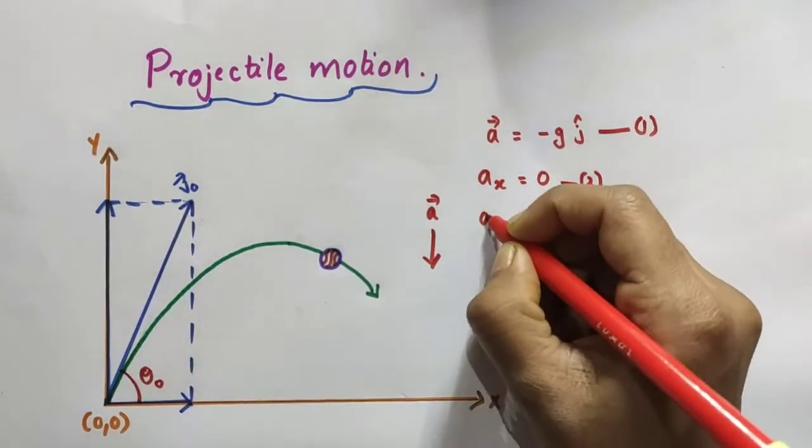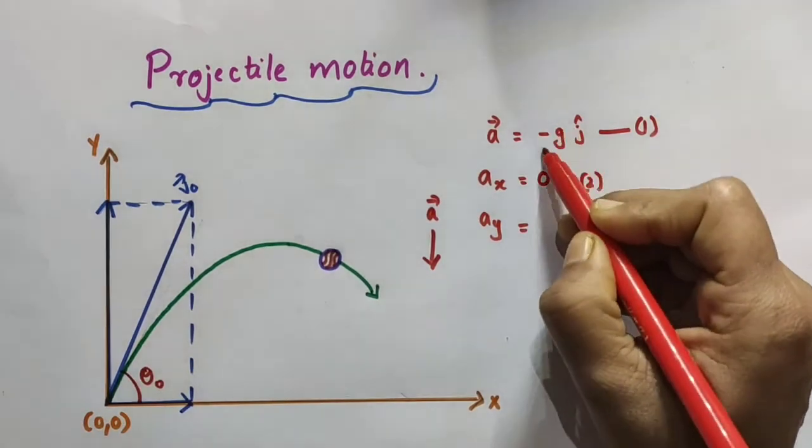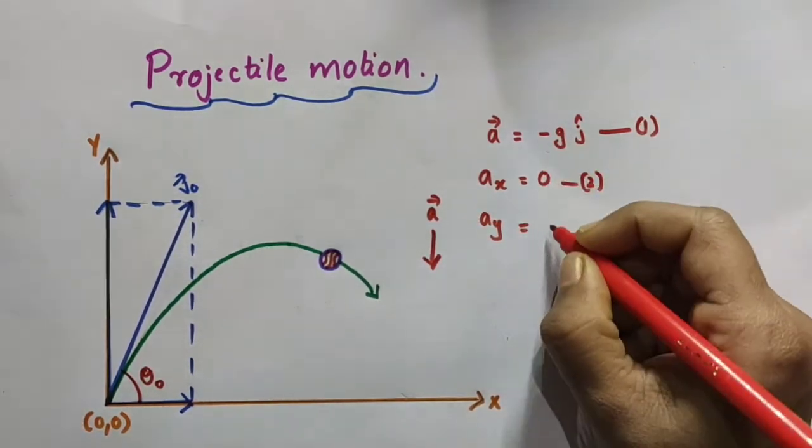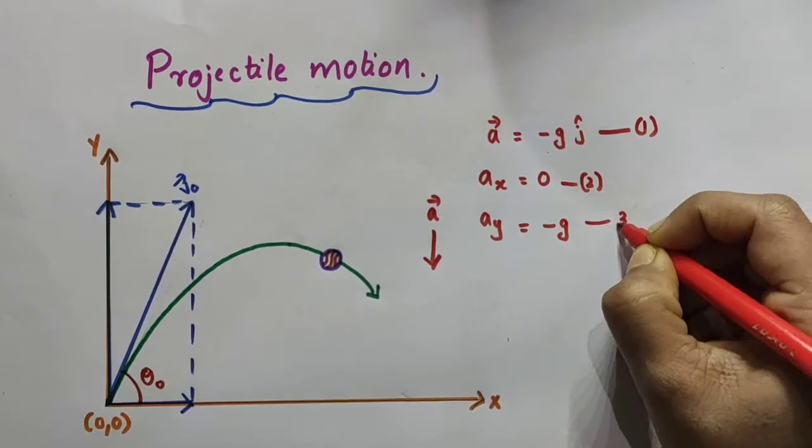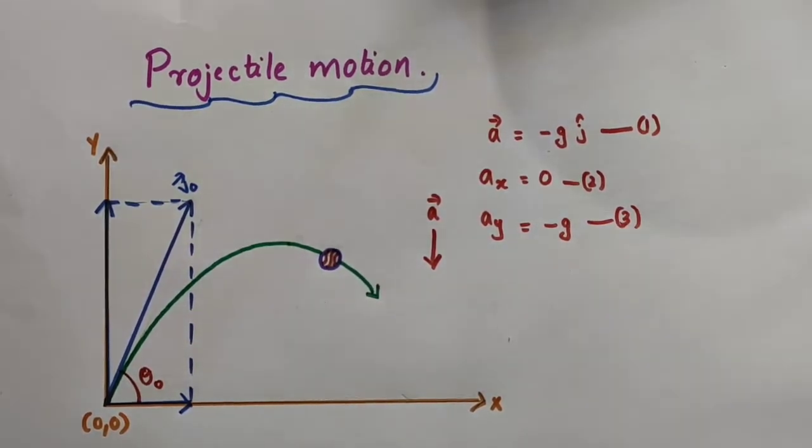Then what about the y component of acceleration? The y component of acceleration is minus g. So we can write it as minus g, and I am taking it as equation number 3.